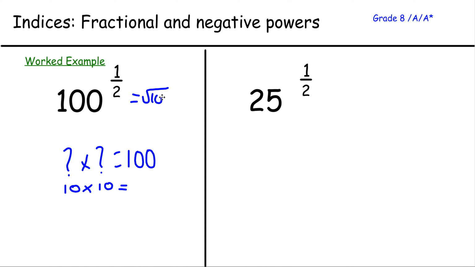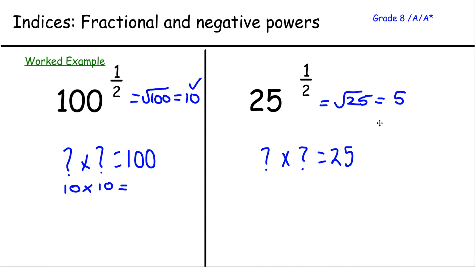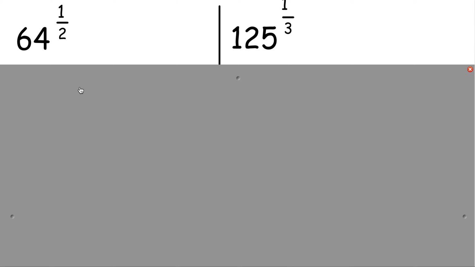Well, this is the same as saying square root 100. And so therefore 100 to the power of a half is equal to 10. So 25 to the power of a half is the square root of 25. So what that means is, what number multiplies by itself to give me 25? And so that answer is 5. So that's just understanding what to the power of a half means. Okay, in our next slide, you can try this one on your own, but now we need to consider what happens when we change the denominator.